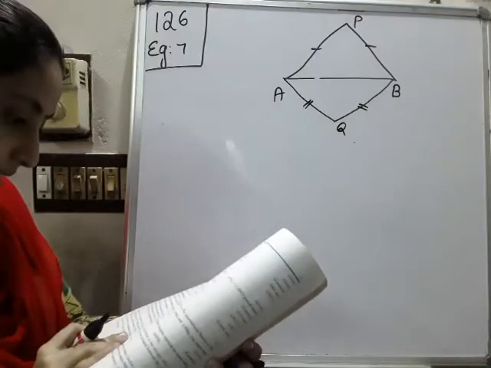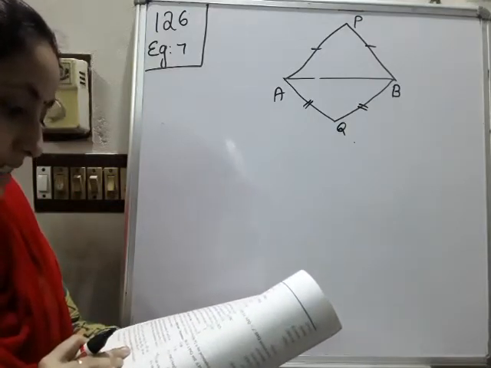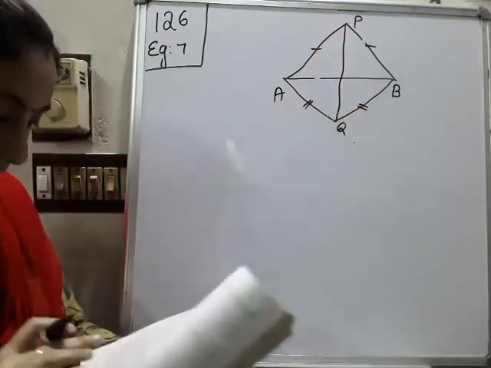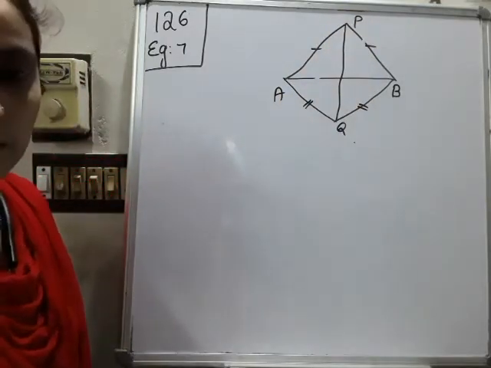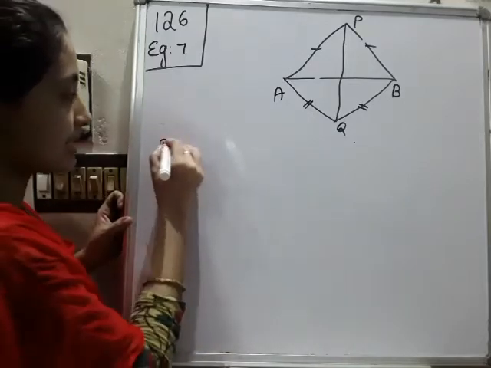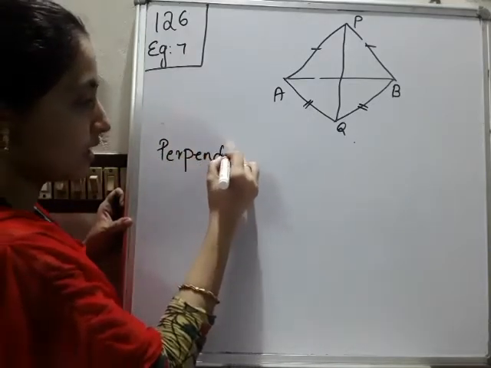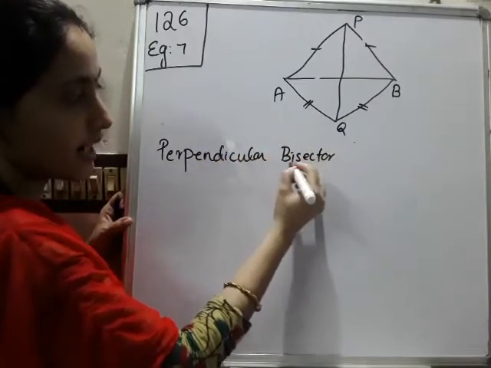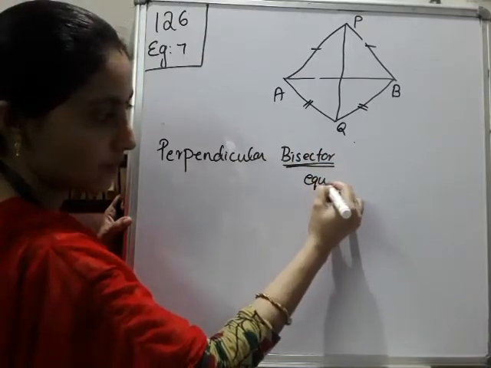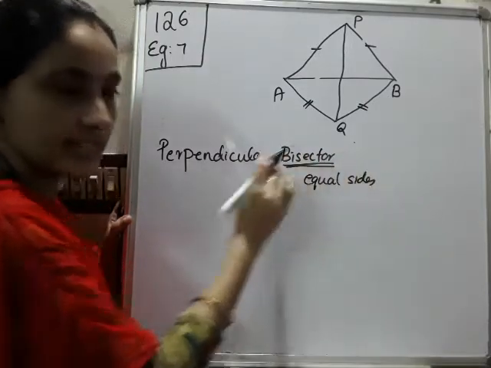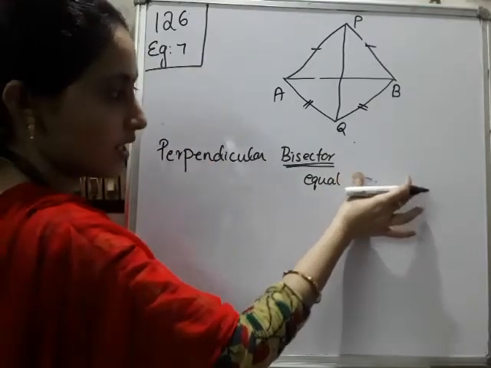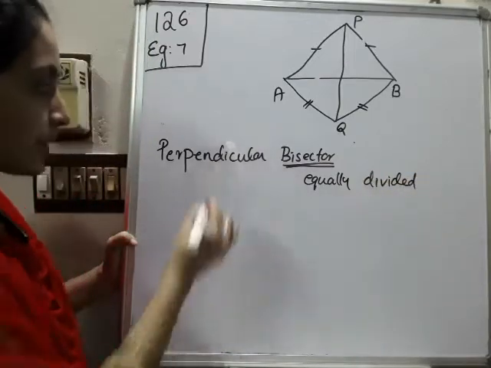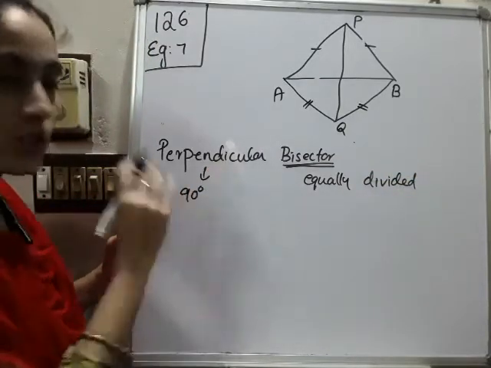Okay, then what is next? Show that the line PQ, when we are joining this line PQ, is a perpendicular bisector of AB. Perpendicular bisector: word meaning, listen here please. Perpendicular bisector means what? Bisector means equal sides, that is, divides equally, or you can write equally divided. That is a good word. And perpendicular means what? 90 degree. These two things we have to prove.